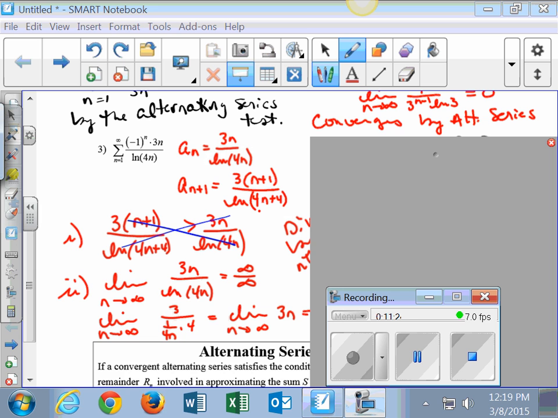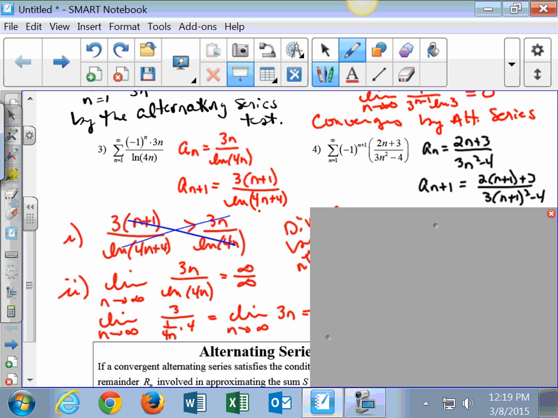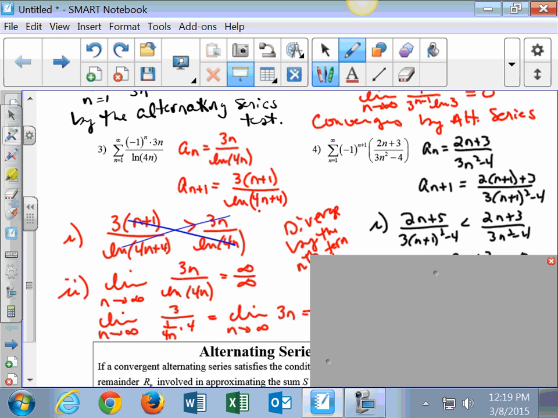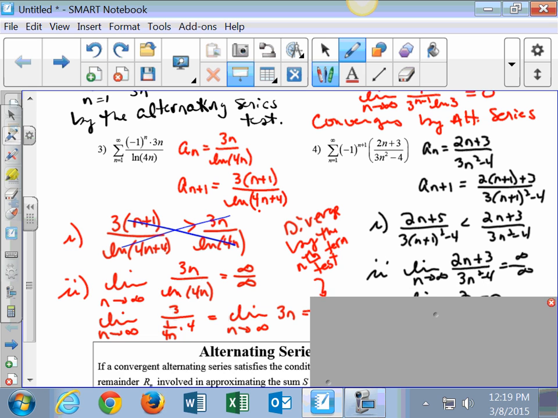Okay, so you've had time now to work with your partners on number 4. Looking at this, here's my a sub n, that's my (2n + 3)/(3n² - 4), and my a sub n+1, I just plugged n+1 into my a sub n. Yes, the next term is less than the previous term.